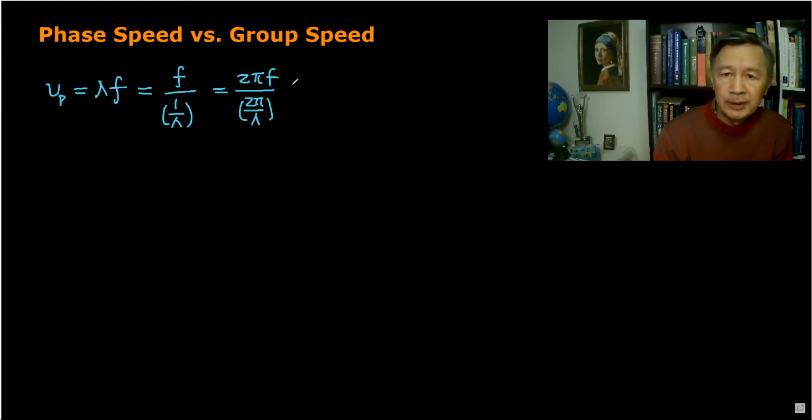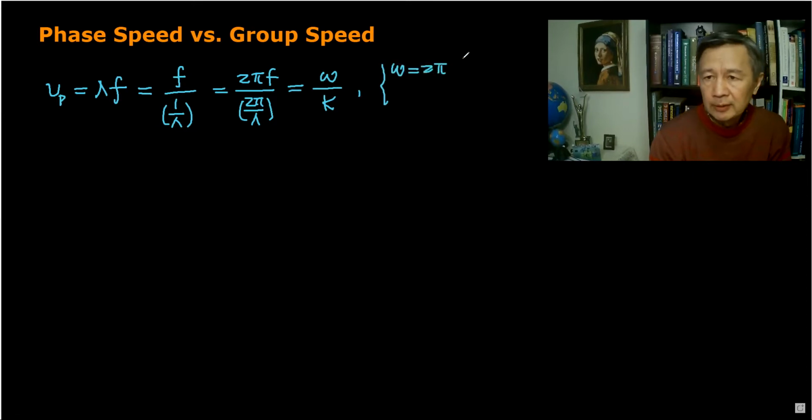In textbooks, these two new variables are defined as omega and k. So omega is the angular frequency, while k is defined as the wave vector or wave number in the case of a one-dimensional wave. That is 2 pi divided by lambda.